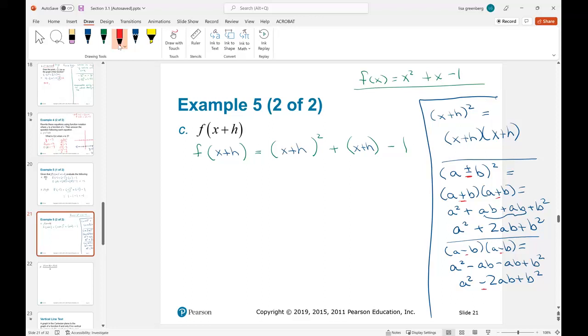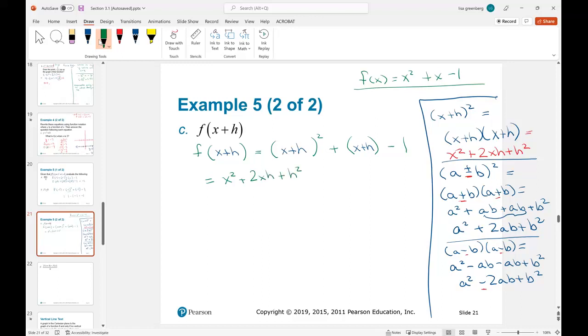Now, if you know that formula, you can just say this equals x squared, because a is x and b is h. So I have that plus 2xh plus h squared. And I don't have to FOIL it every time. But again, you're very welcome to FOIL it every time. So x plus h squared, we already know, I wrote it here, is x squared plus 2xh plus h squared.